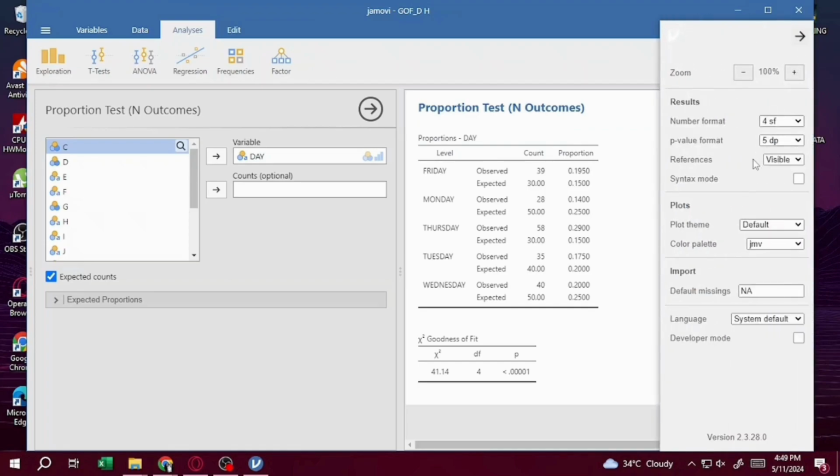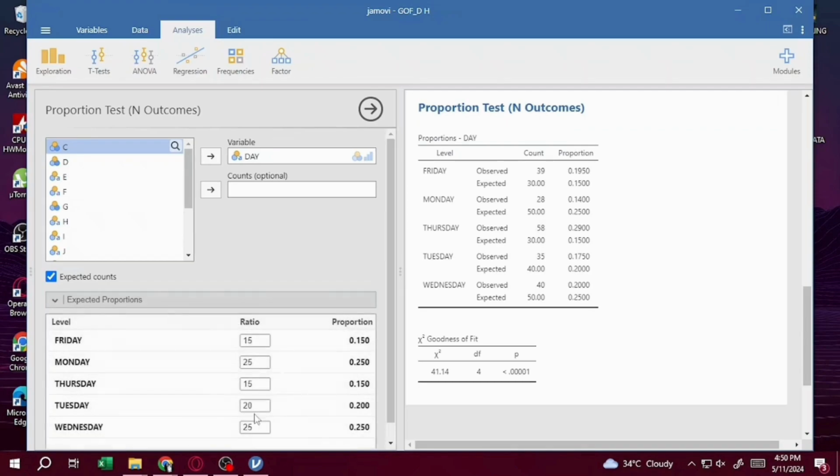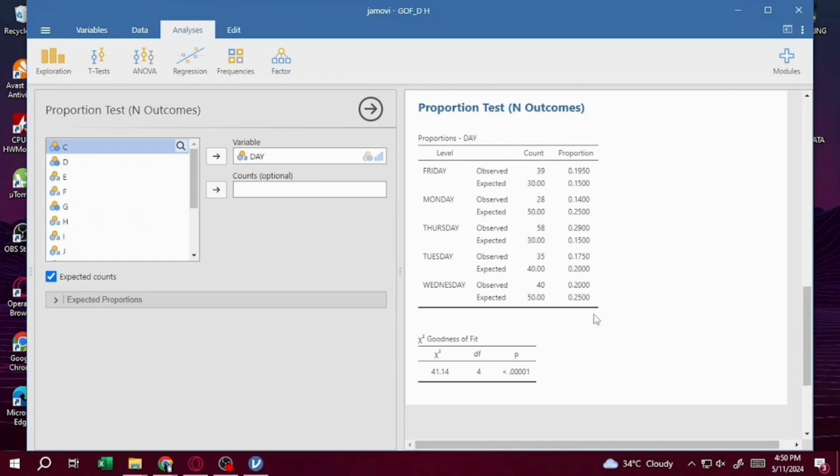My chi-square is 41.14, and my degree of freedom is 4, while my p-value is 0.0001. As you can see, we have the same values, and I can see the similar values as the one that I got in Excel.